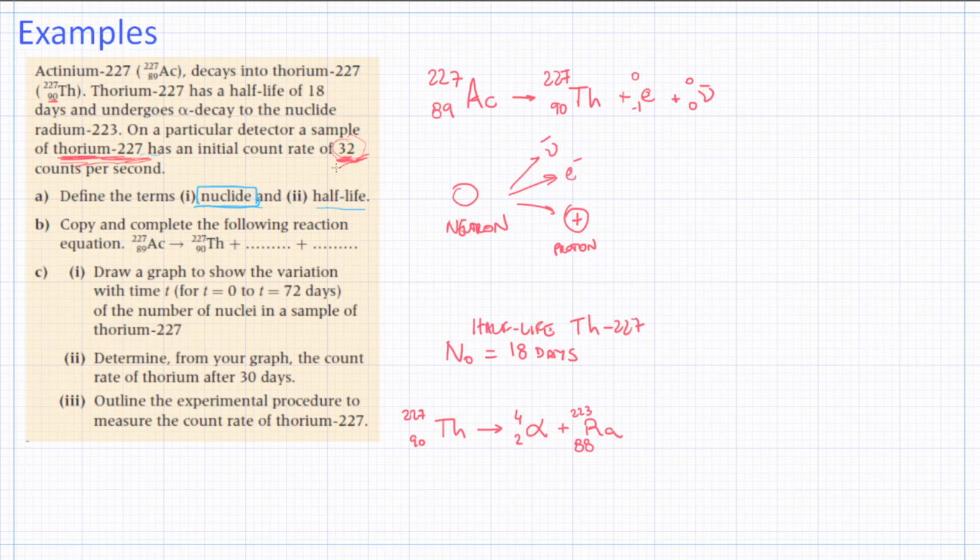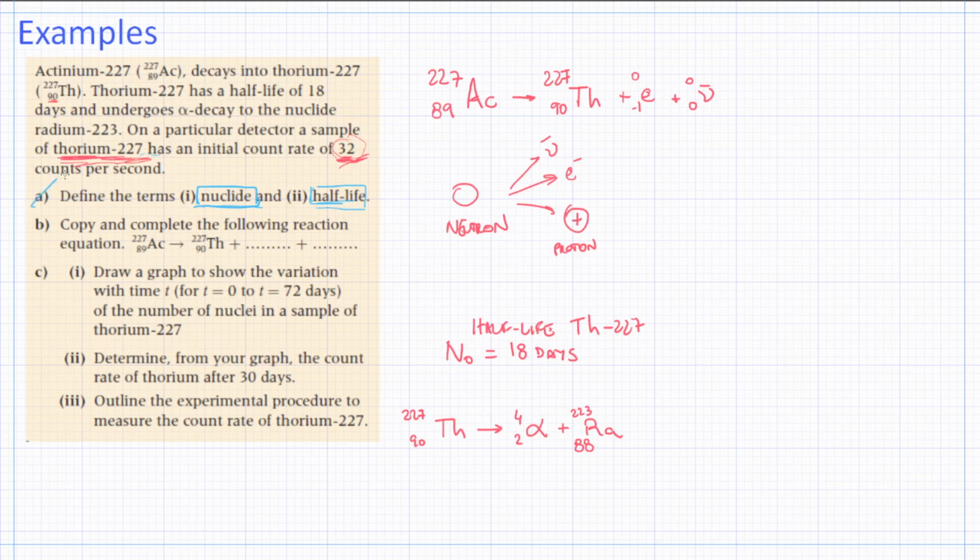Now, what is half-life? Well, half-life is the time for the count rate to halve, right? Or the time for half of the number of nuclei to decay into nuclei of another element. That's what half-life is. So when half of those, for example here, actinium, become thorium, you've reached one half-life. When half of those thorium become radium, you have reached the half-life. And those half-lives are most likely different.